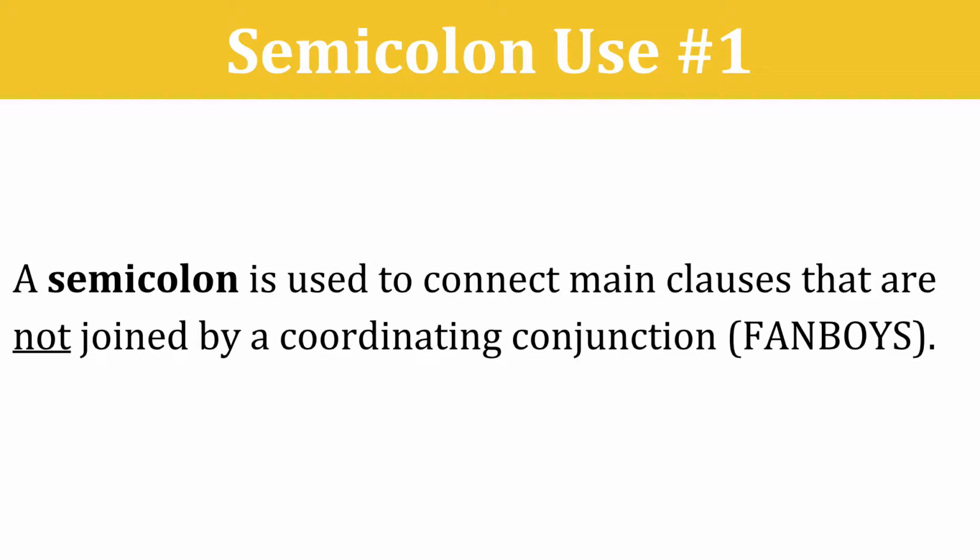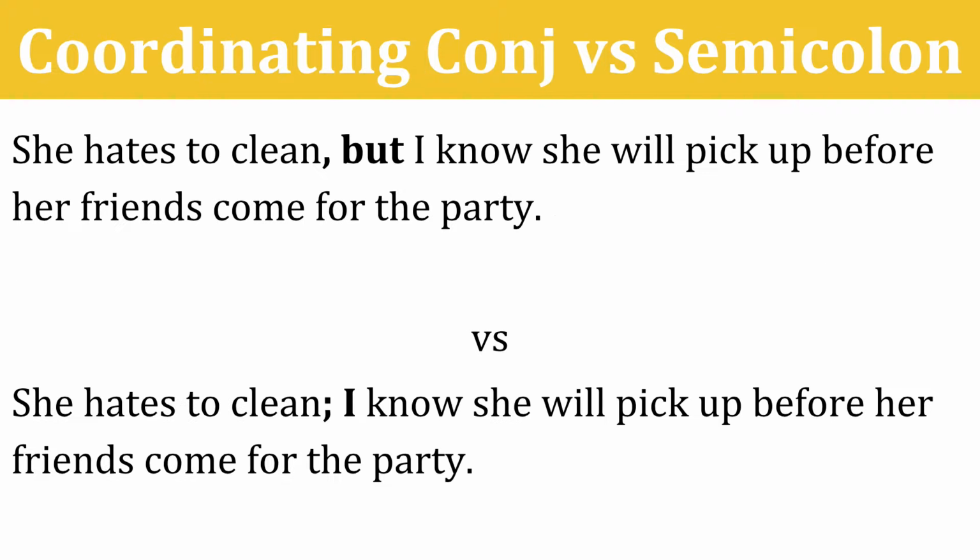So a semicolon can be used to join two main clauses that are basically independent sentences that have a relationship to each other. So you don't want to join unrelated sentences, but you want to have sentences that are closely related, and then instead of using the comma and a coordinating conjunction, you can simply use a semicolon.